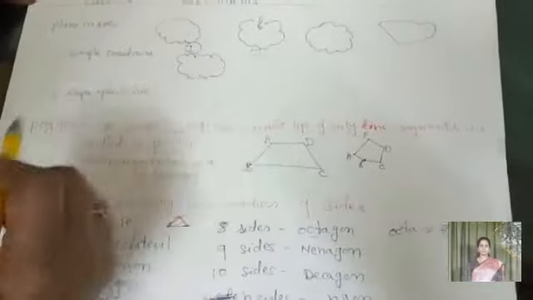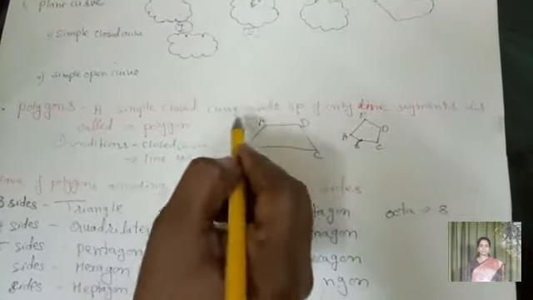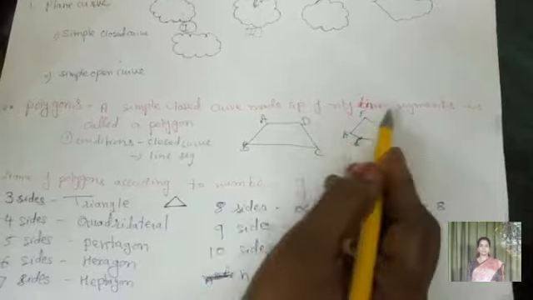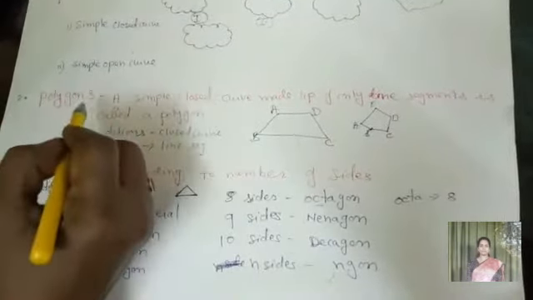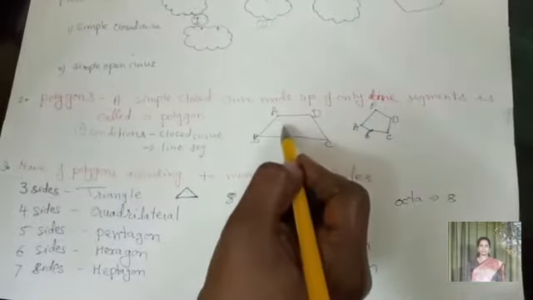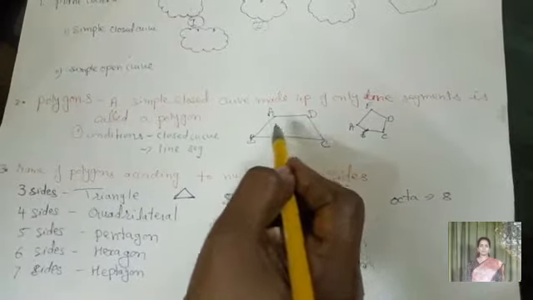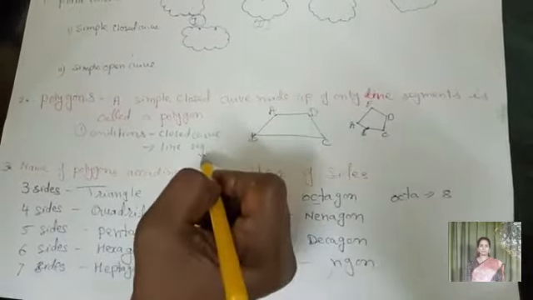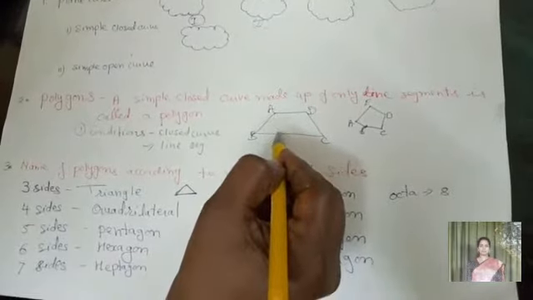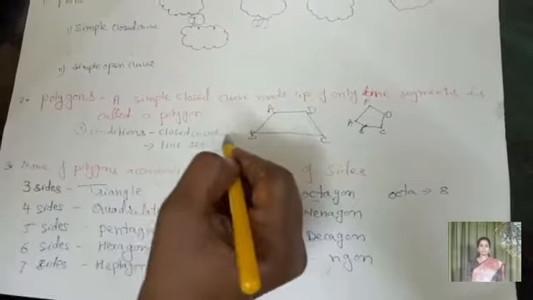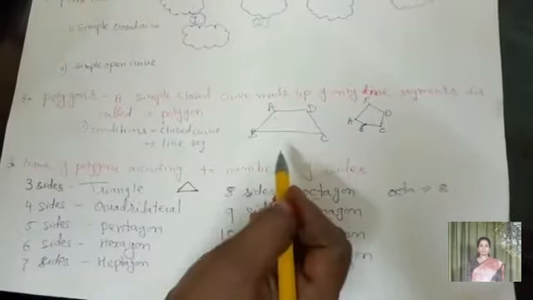Now, let us see what polygons are. A simple closed curve made up of only line segments is called a polygon. Polygons are also simple curves. They are simple closed curves which are made up of line segments. So, for a figure to be a polygon, the curve should be closed, and second, it should be drawn with only line segments.